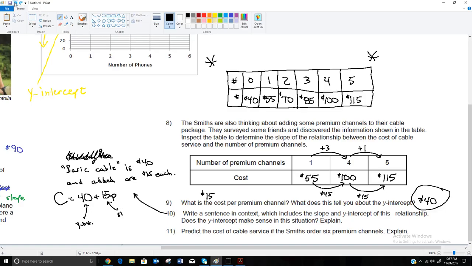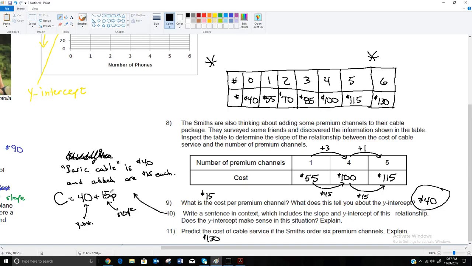Try it again. So next it says, predict the cost of cable service if the Smiths order 6 premium channels. Well, another reason that this table is great is now I can go ahead and add onto this table and get the answer to this. So if I just go up one more column, 6 channels should cost $130.